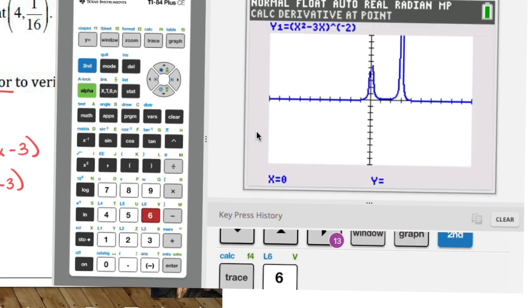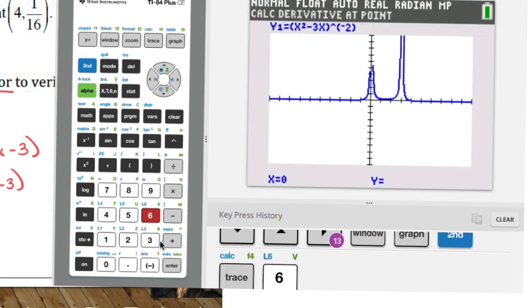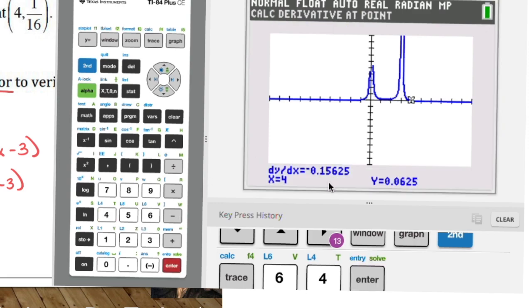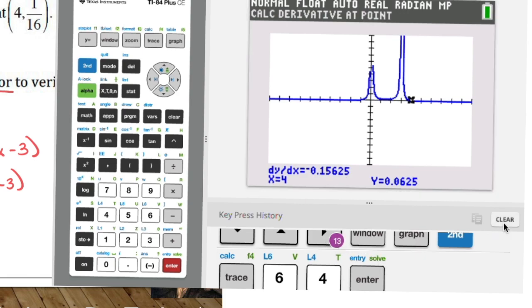Choose dy dx, and once you have your dy dx chosen, just type 4 and hit enter. The derivative will show up on your screen. There's our -0.15625, and you also have the x and y value provided.